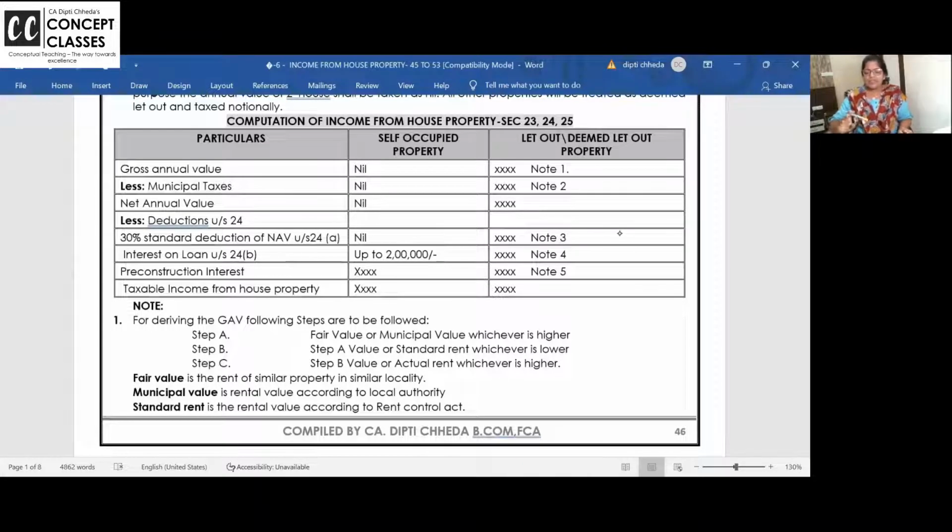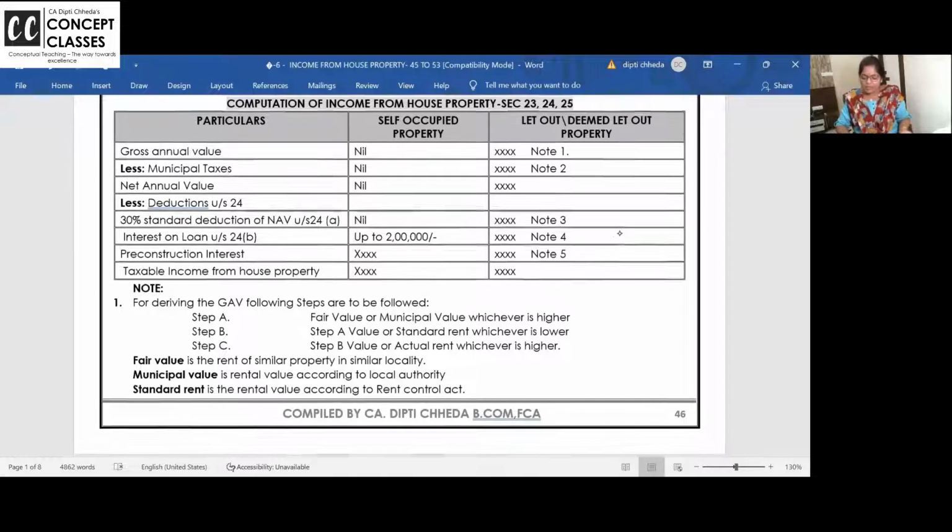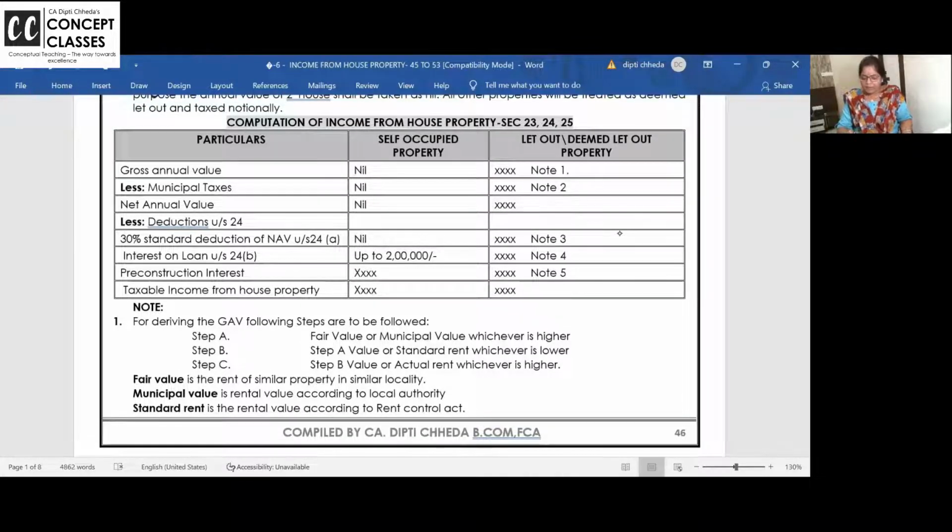Now, when we say compute the income from house property, we should have a format. If I say, tell me what is the GP, ma'am, immediately you will prepare a trading account, opening stock, purchases, sales, yes or no? Like that, if I say compute house property, there is a format of house property. Now what is that format? Self-occupied property, let out and deemed let out. So in that format, first let us see this part. House property income starts with gross annual value.